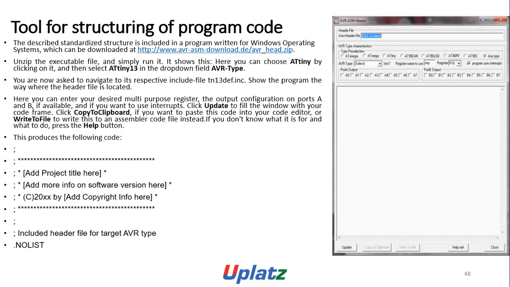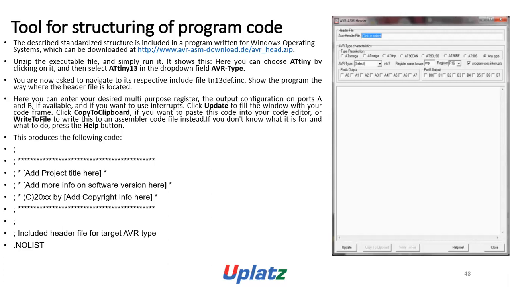It shows this. Here you can choose ATMEL by clicking on it and then select the AVR type in the drop-down field. You are now asked to navigate to the respective include file, tn13def.inc. Show the program where the header file is located. Here you can enter your designed multi-purpose register, the output configuration on ports A and B if available, and if you want to use interrupts. Click update to fill the window with your code frame. Click copy to clipboard if you want to paste this code into your code editor, or write to file to write this into an assembler file instead.